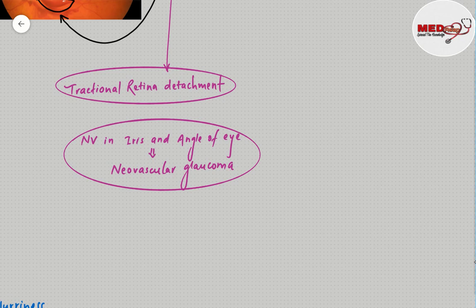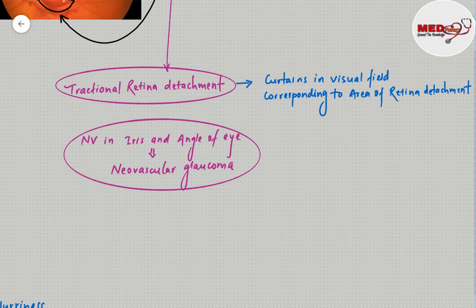Now the symptoms of the tractional retinal detachment are the appearance of a curtain in the visual field corresponding to the area of retinal detachment. Finally, the symptoms of the glaucoma are headache, red eye and a painful drop of vision.